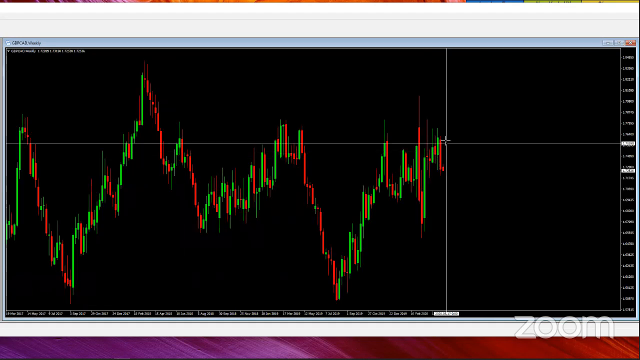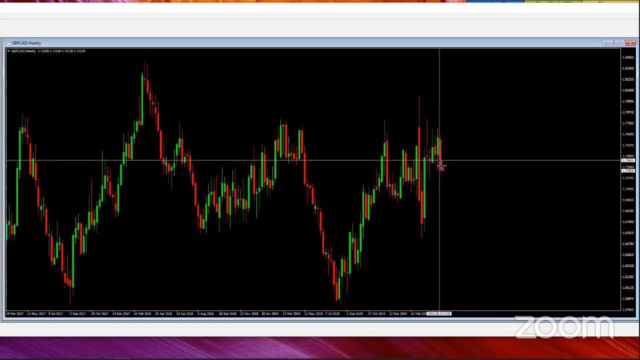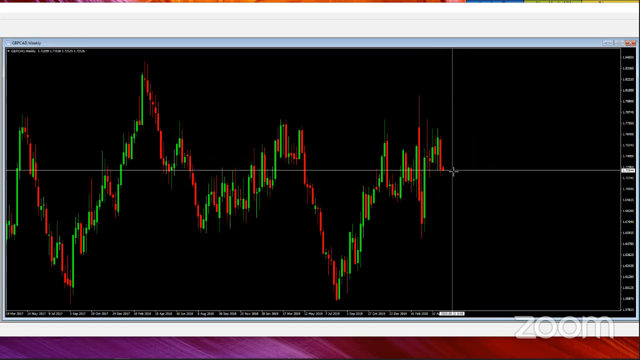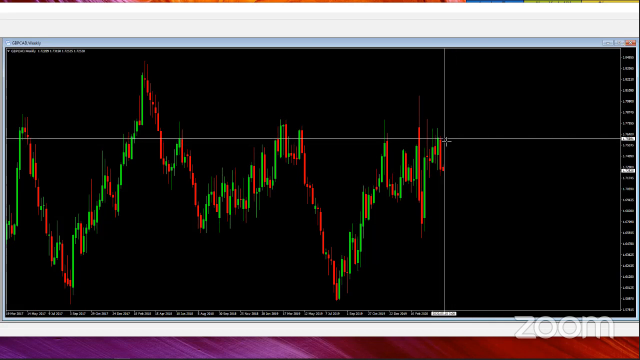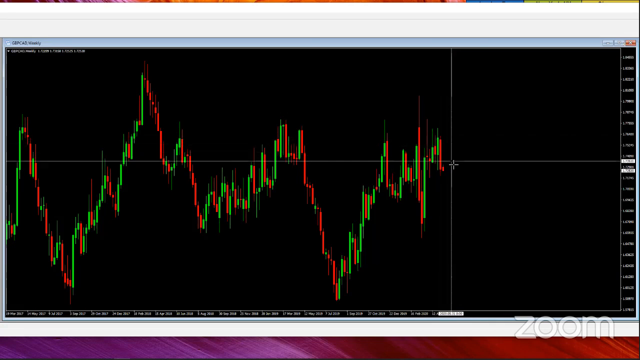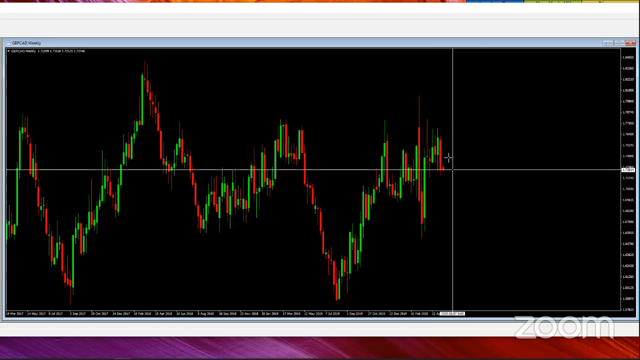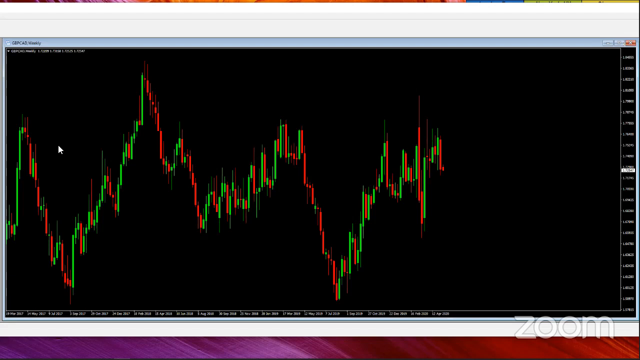So look at last week's bar. It's not an engulfing bar, but that's incredibly decisive. It opens on a gap, so it gaps down in the morning, and then ends up closing right on the lows. So there's negativity with the pound CAD anyway.